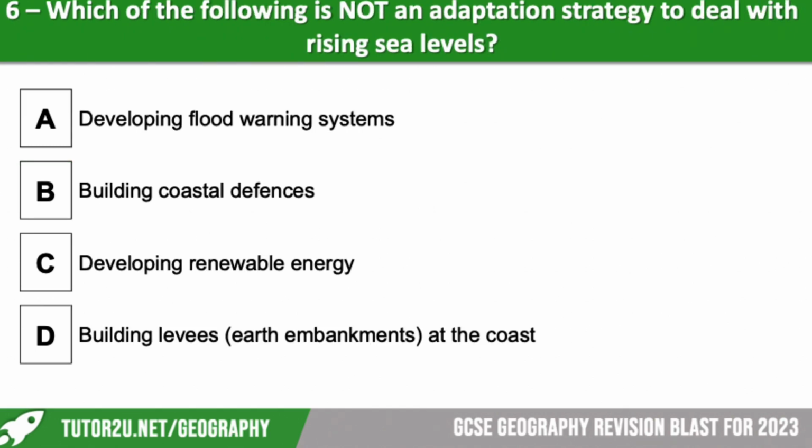Six, which of the following is not an adaptation strategy to deal with rising sea levels? A, developing flood warning systems, B, building coastal defences, C, developing renewable energy, and D, building levees at the coast. So which one is not an adaptation strategy? Let's reveal the answer. It is C. So C is a mitigation strategy. The idea here is that if we use more renewable energy, then we will give off less CO2 in the first place.